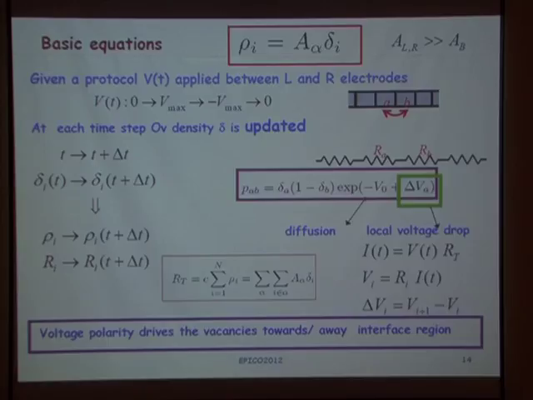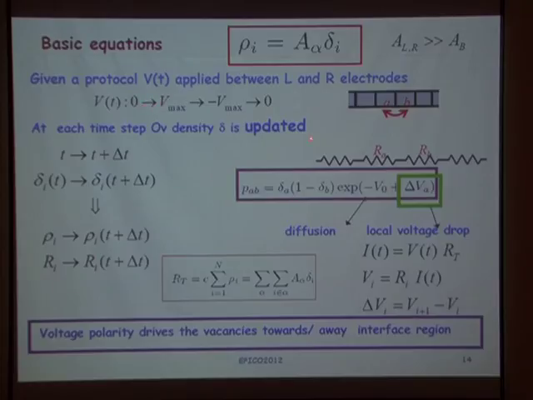So the idea of the numerical model that we have established is that we apply a voltage V between the left and right electrodes. So we follow a cycle, a protocol. We take the voltage from 0 to a maximum value, then go to a minimum one, and then back to 0. This is a complete cycle.